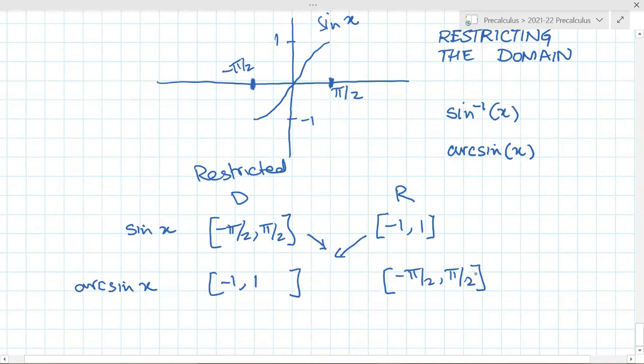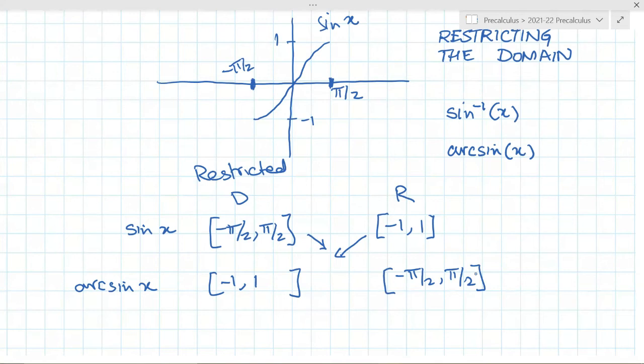So arc sine x or sine inverse x will always give you an answer between negative pi over 2 to pi over 2. And if you're trying to find all possible answers, then from there you can figure out, oh, you can add 2 pi, you can add 4 pi, you know, all those things you can do. But arc sine x will give you an answer in the negative pi over 2 to pi over 2.